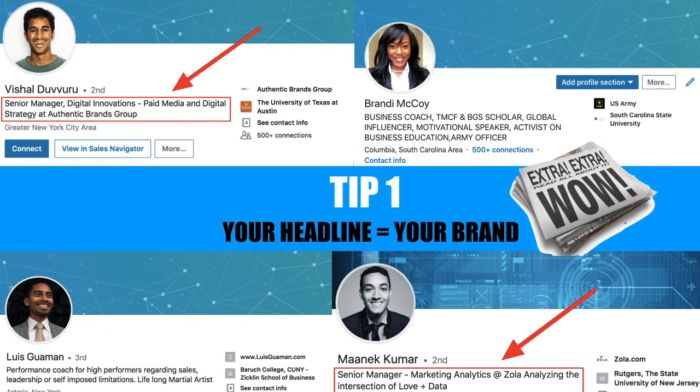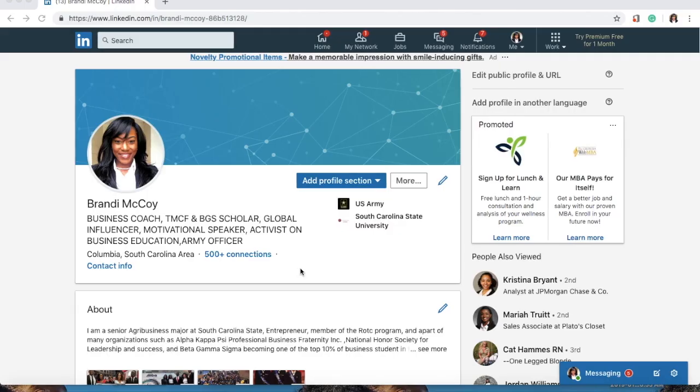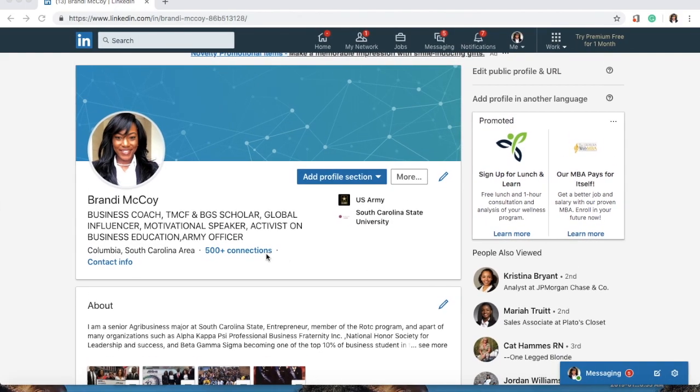So, tip number 1, your headline equals your brand. Your headline gets you the foot in the door and attracts those employers and recruiters that you want on your LinkedIn profile. Some of the key things that you want to talk about are positions that you hold or have currently held, and also adjectives that describe who you are and your work.